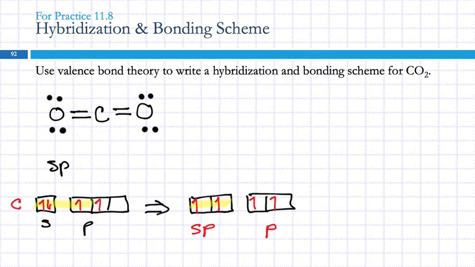So this is what carbon looks like. And let's see, I'll put oxygen, try to sneak it in up here. So oxygen has 6 valence electrons. 1, 2, 3, 4, 5, 6. It's got these 2 half-filled orbitals. So one of these will overlap with a hybrid orbital and make a sigma bond, and the other will overlap with a p orbital and make a pi bond.